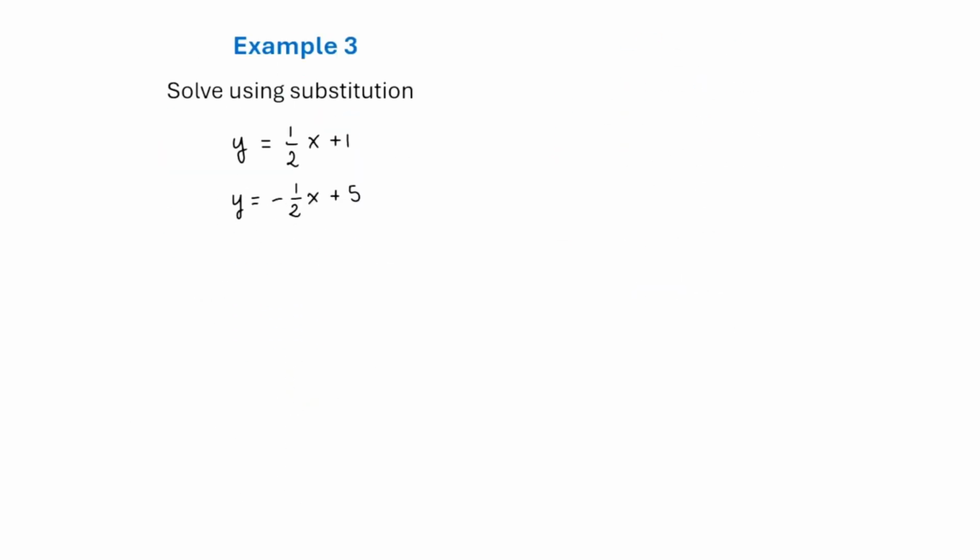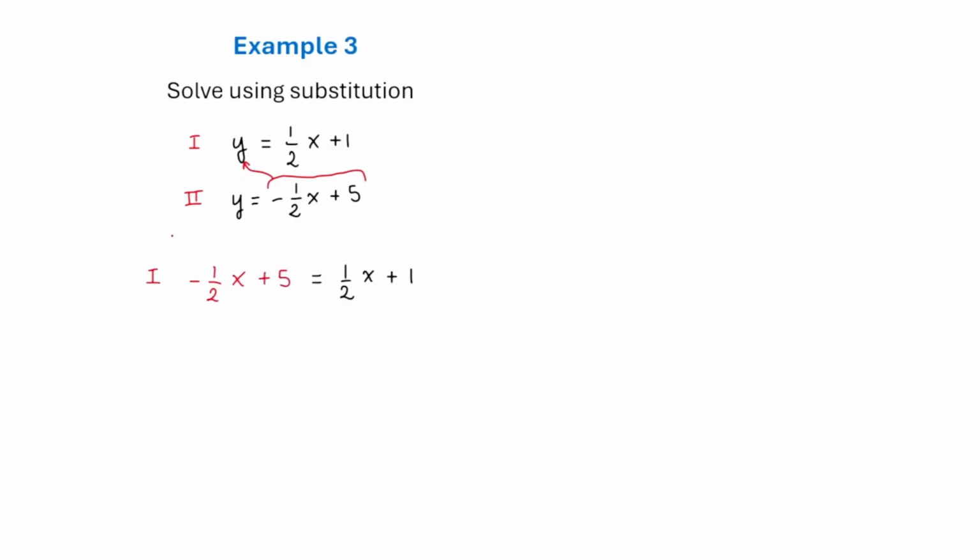Let's look at example 3. Equation 1 is y is equal to 1/2 x plus 1. Equation 2 is y is equal to minus 1/2 x plus 5. Here, y is already isolated in both equations. So we can replace y in equation 1 with what y is equal to in equation 2. From equation 2, y is equal to minus 1/2 x plus 5. So in equation 1, instead of y, we write minus 1/2 x plus 5. This gives minus 1/2 x plus 5 is equal to 1/2 x plus 1.